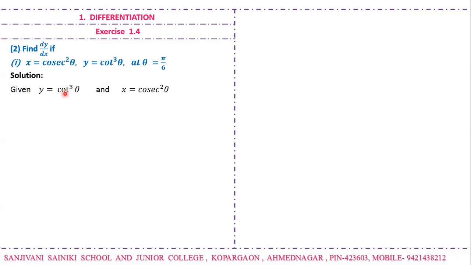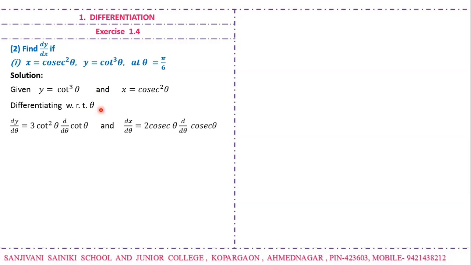Now what is given? Given that y is cot cube theta and x is cosec square theta. So both these variables x and y are expressed in terms of theta, so they depend on theta. So we have to differentiate with respect to theta. Now here we have to use the formula: derivative of f of x raised to n is n times f of x raised to n minus 1 into f dash of x.